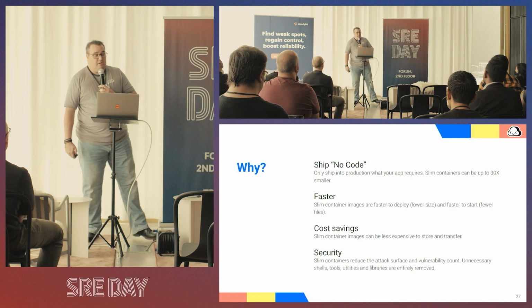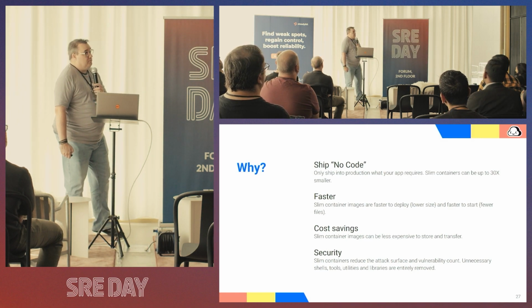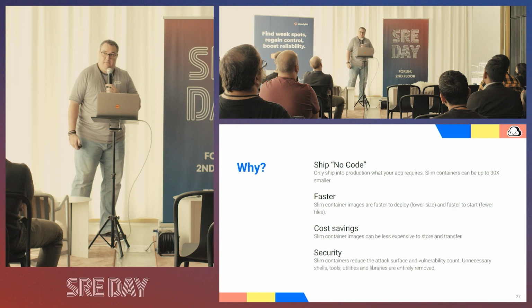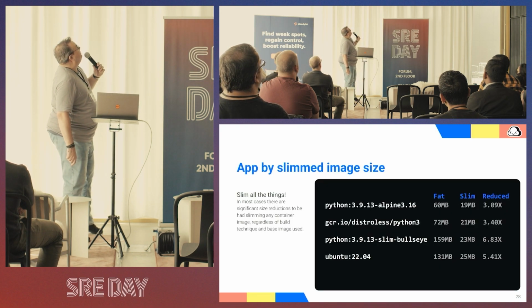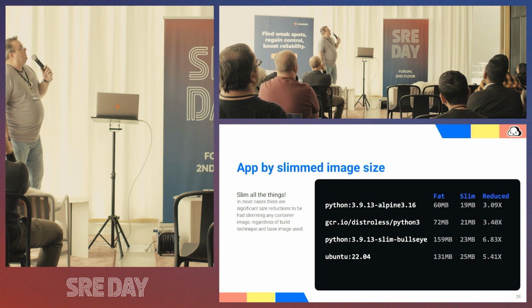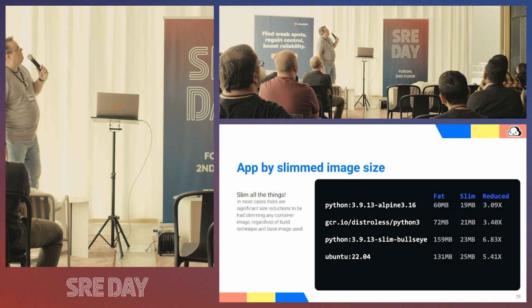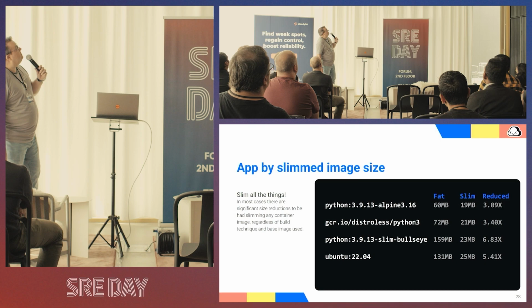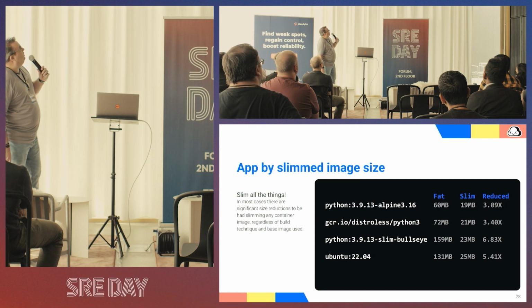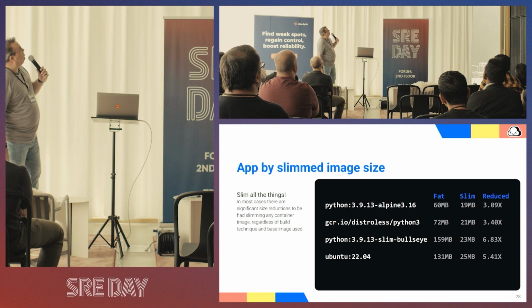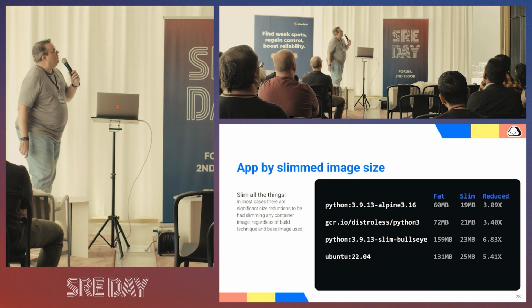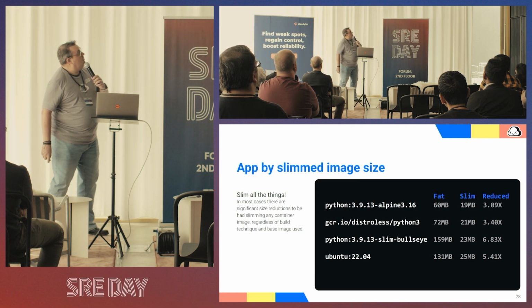So let's take a look at the slimmed containers. All of those container images are being minified with Docker Slim. So these are the results. Let's just take a quick look. So Alpine is down 3 times from 60 megs to 19. Distroless down from 72 to 21. The Python image down from 159 to 23, and the Ubuntu image down to 25 megabytes, and the corresponding reduction sizes there.